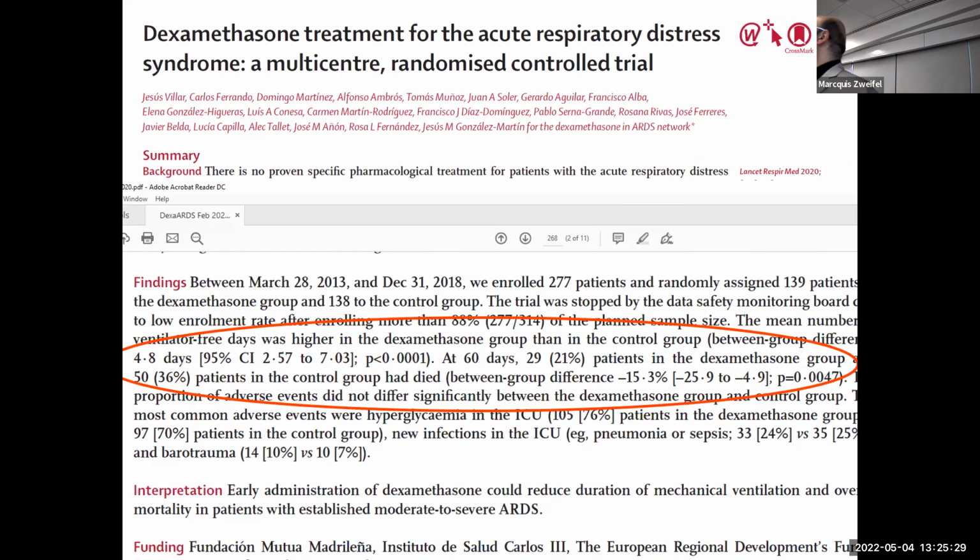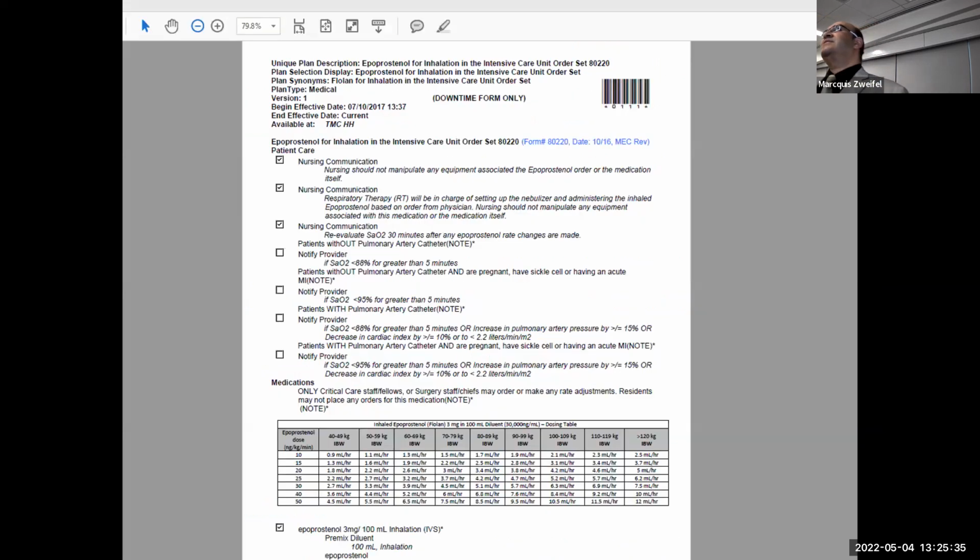Now the best study was stopped early because they couldn't recruit the number they wanted, but they recruited 80% of the number they wanted. This is the Flolan order set. So you cannot order it as a resident, you have to call the fellow to order it. And Flolan is based on ideal body weight.